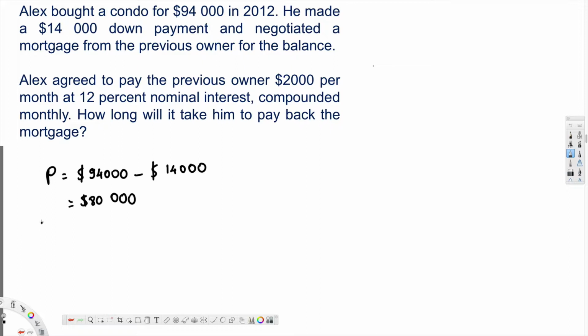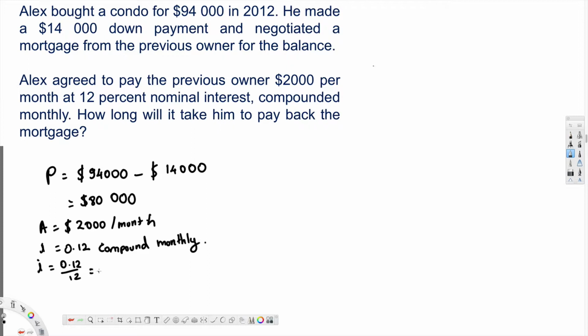Okay, and A is 2,000 here. That is, Alex agreed to pay the previous owner $2,000 per month. A is 2,000 per month, and the interest rate is 0.12, 12%, compounded monthly. Then I is equal to 0.12 divided by 12, that is equal to 0.01.